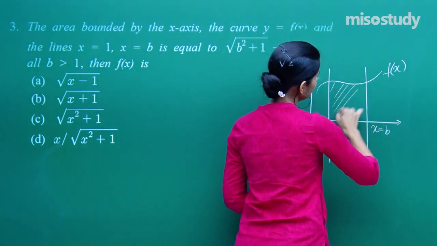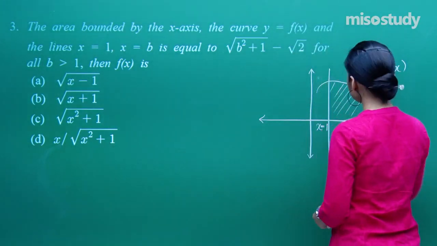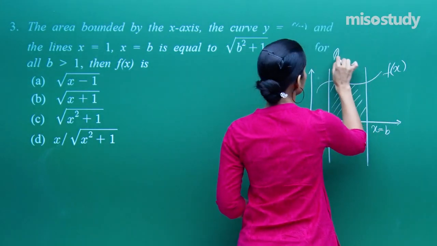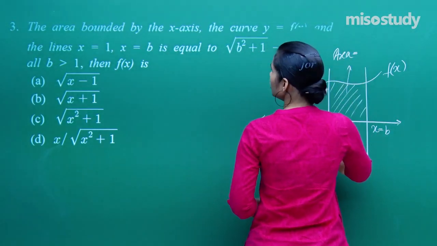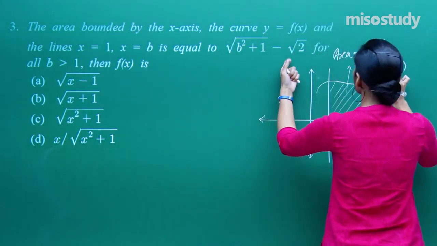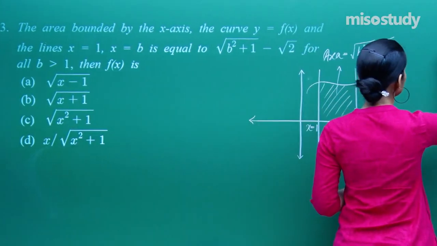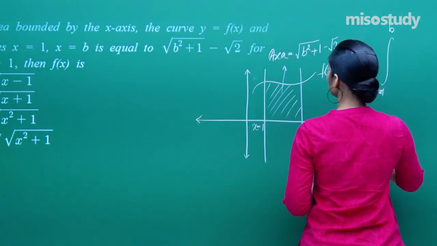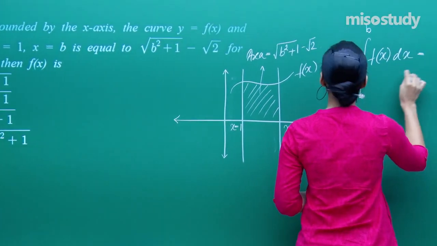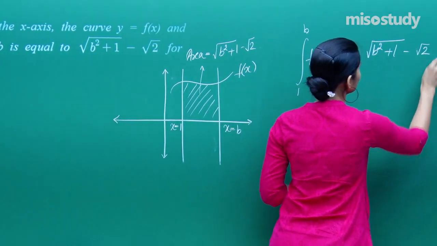You need to basically evaluate f when you are given that this area, the shaded region, is given to you as root over b square plus 1 minus root 2. So what is given to you? You are given that the integral from 1 to b of f(x) dx is equal to root over b square plus 1 minus root 2.